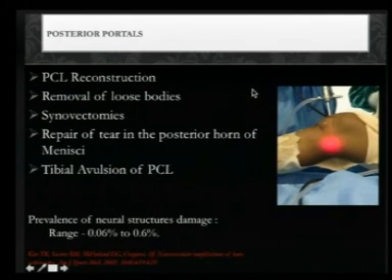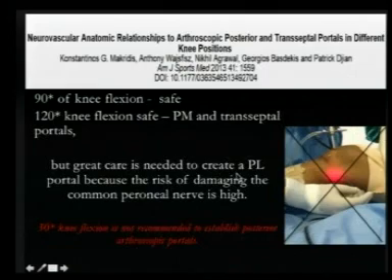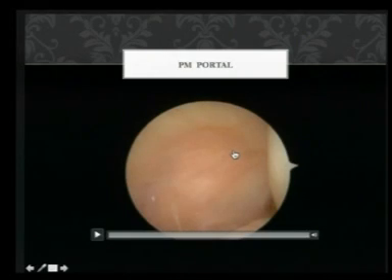Posterior portals are necessary for PCL reconstruction, removal of loose bodies, synovectomies, synovial chondromatosis, and repair of the tear in the posterior horn of the meniscus, which we will see after some time. The tibial avulsion of PCL attachment also can be repaired using these portals. When you make the portal, you never make the portal in extension or 30 degrees flexion. You have to flex the knee to 90 degrees, otherwise you are likely to damage the important structures.